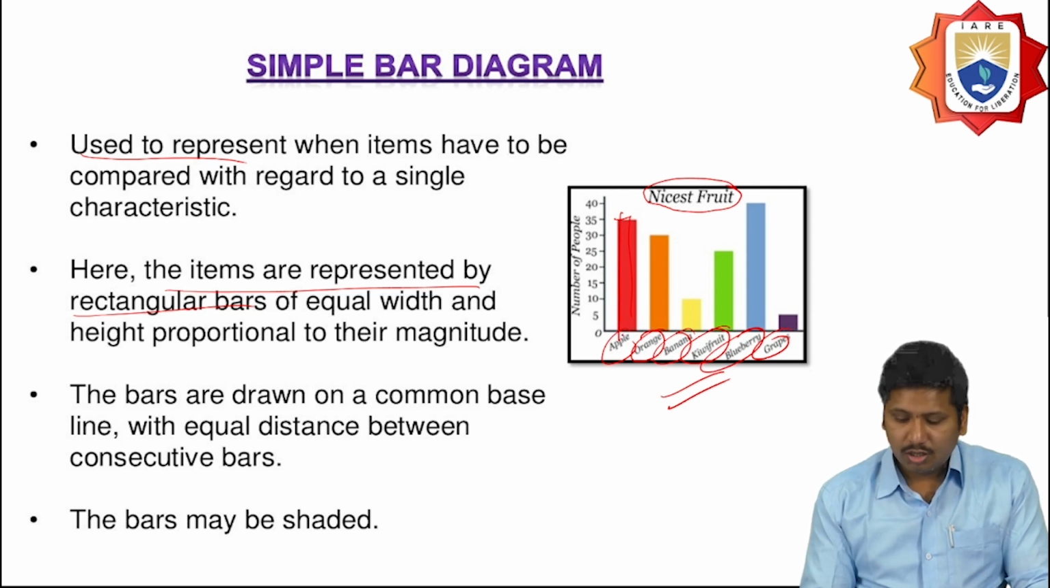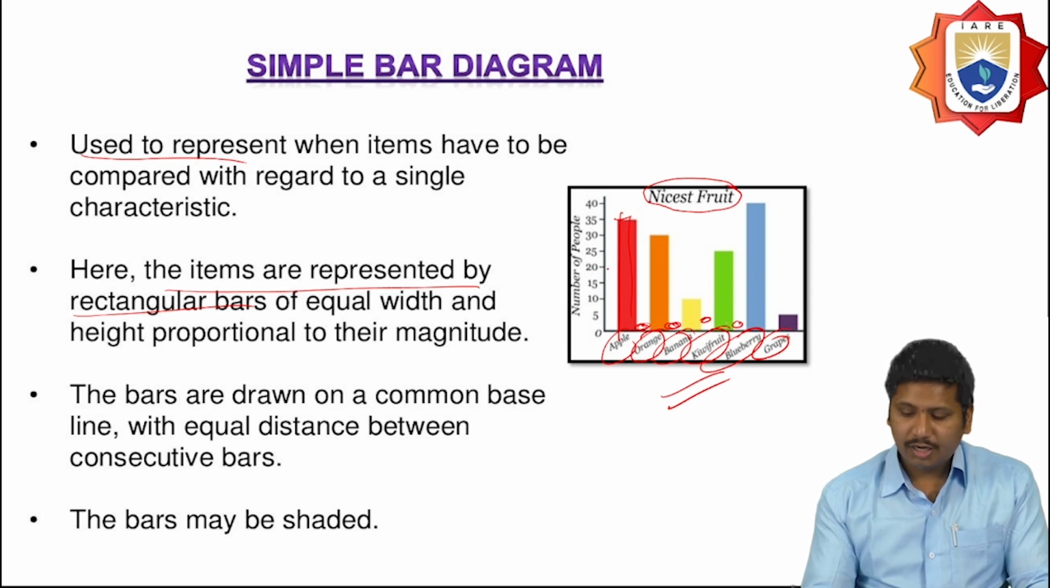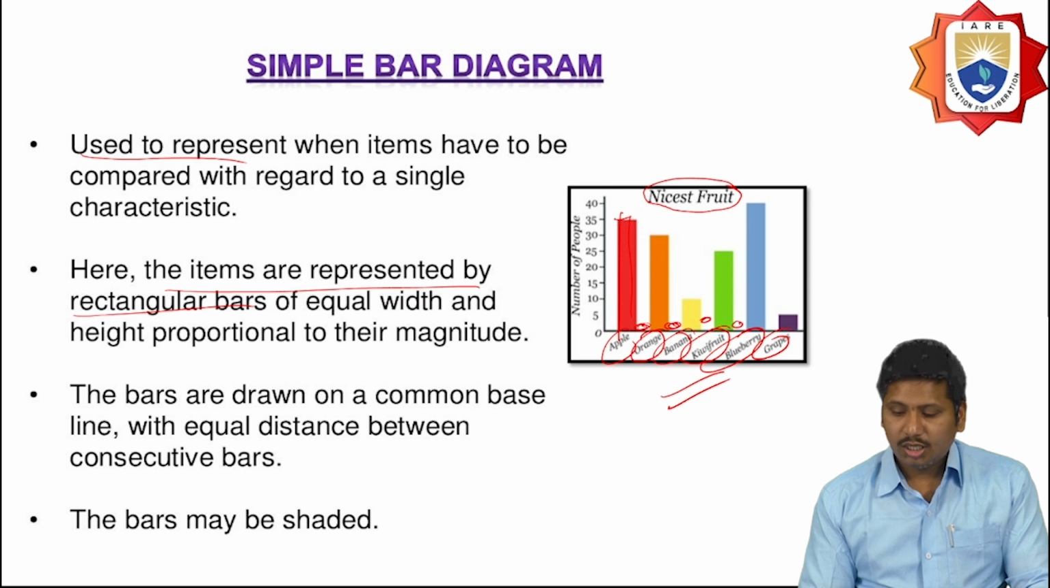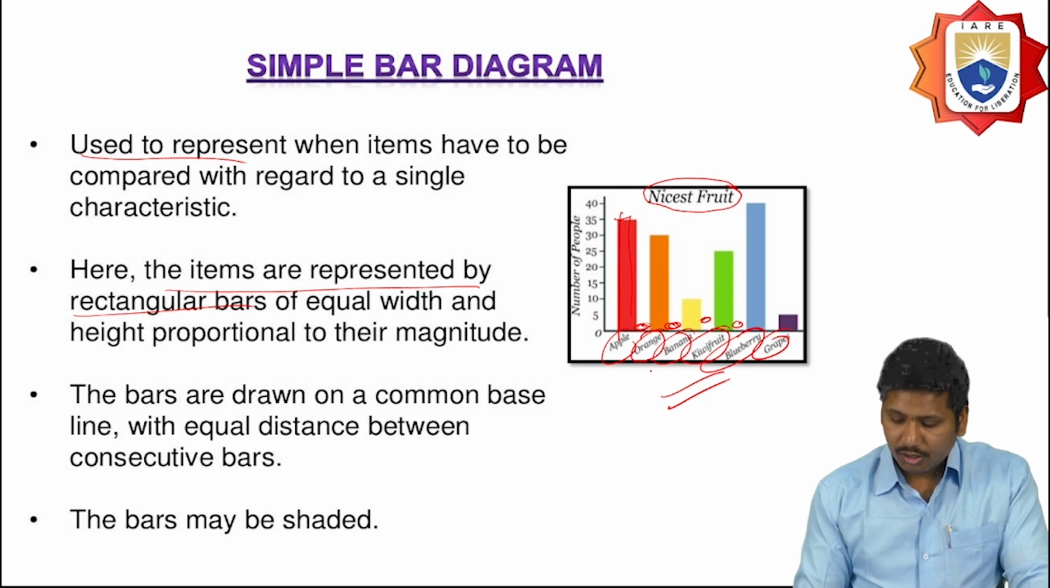And the bars are drawn on the baseline at equal distance, and consecutive bars should be maintained, and all the bars should be shaded with different colors so that they make this bar graph more attractive, so that everyone can easily identify it, right? This is the simple bar.